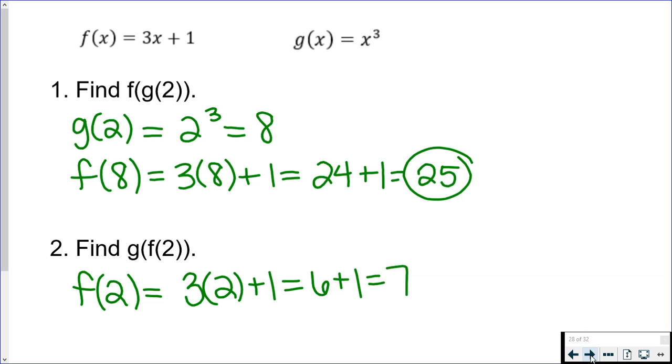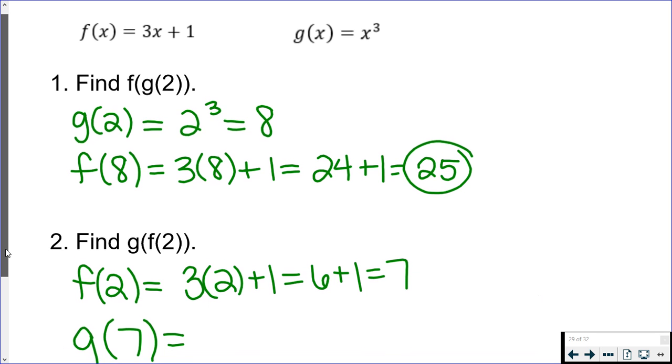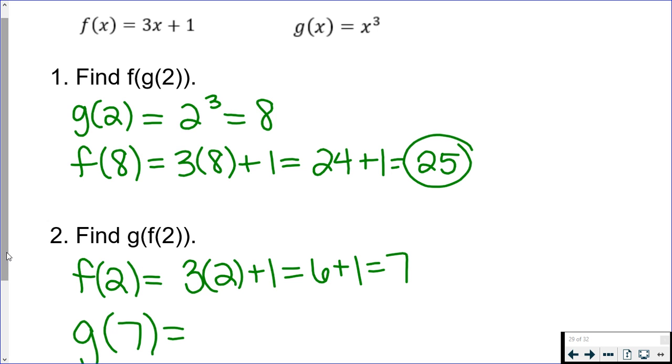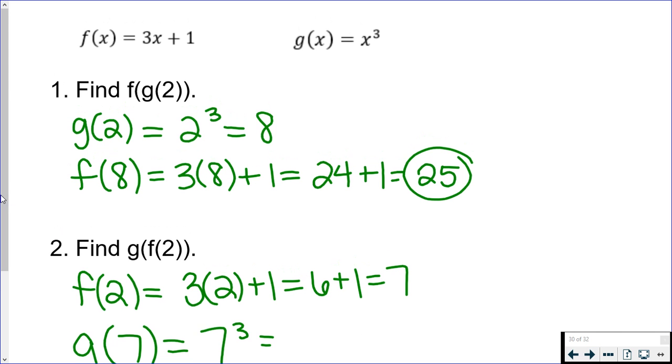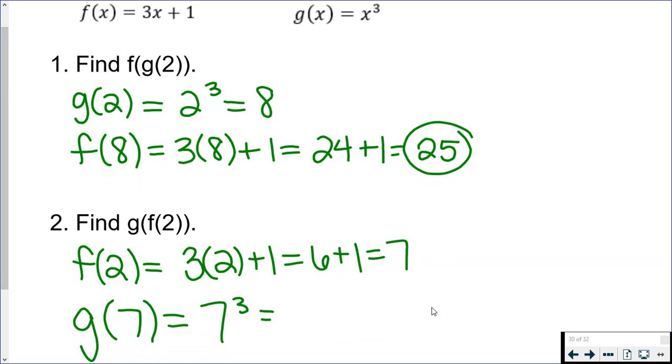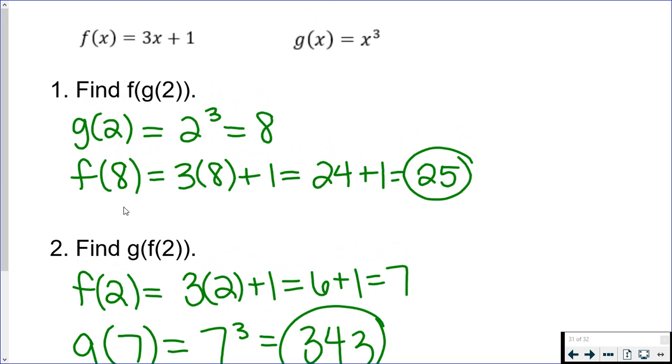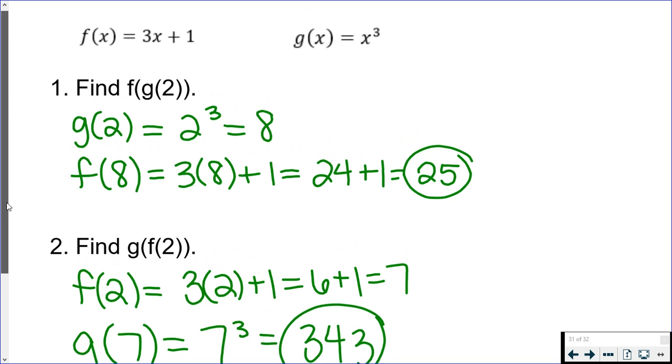That is just f of 2, and that is being plugged into g. So now that we know that f of 2 is 7, this becomes g of 7. So now we're replacing the x in g of x with 7, just like we did before. Now we have 7 to the third power, and 7 to the third power is equal to 343.